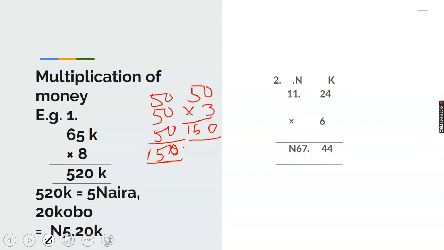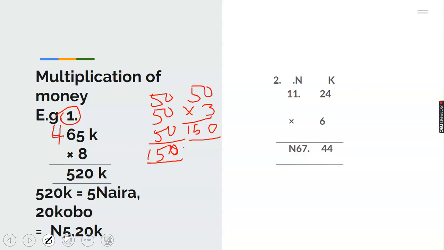Look at this example number 1 here. 65 kobo times 8. You see, there are 65 kobo in 8 places. What do we do? We multiply. I cannot say, let me add 65 plus 65 plus 65 plus another 65, another 65, another 65. That would take me a lot of time. So I just say 65 times 8. And what do I have here? 8 times 5, that's 40. So I write my 0, I carry my 4.